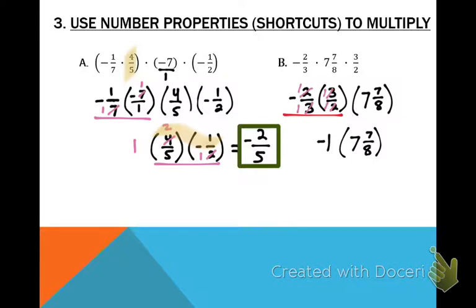Good job. Now, Luke, I am multiplying a negative times a positive, which means my answer has to be negative. So what's my final answer? What is 1 times 7 and 7/8? 7 and 7/8. Negative 7 and 7/8. Very good. We already knew it was a negative, and anything multiplied times the number 1 always equals itself. So the correct answer is negative 7 and 7/8.